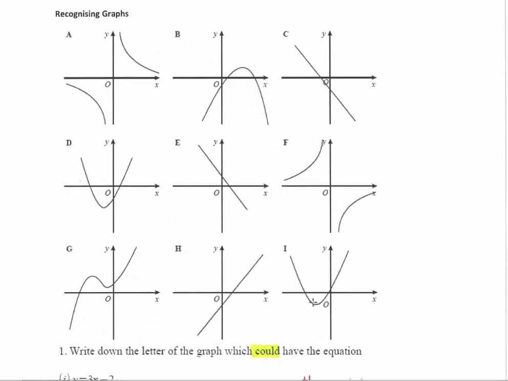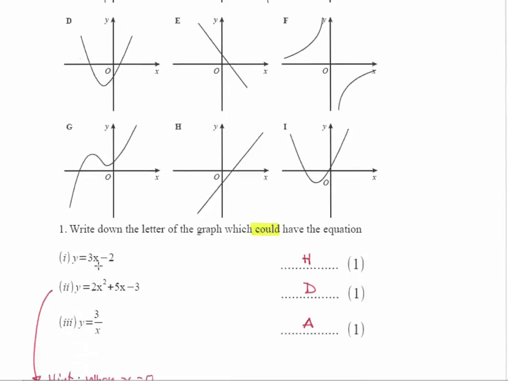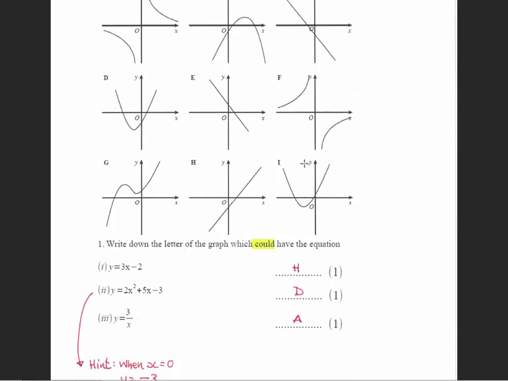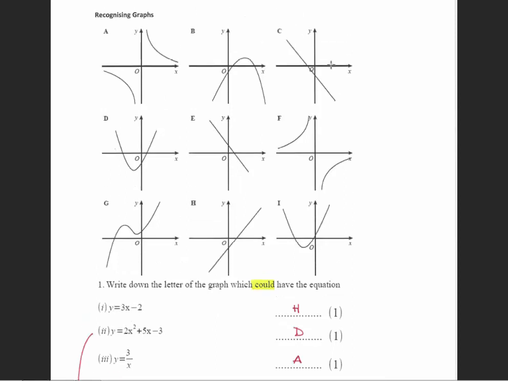Recognizing graphs. Write down the letter of the graph which could have the equation here. Okay, I'm just going to make this a little bit smaller so we can see the graphs and the questions at the same time. Right, now, this one here is going to be a straight line. I know that from the work we did just a minute ago. So it's this one here, or this one here, or this one here. Well, it can't be these two, because these ones have negative gradients. They slope down from left to right, and this one's got a positive gradient. It must be this one here.